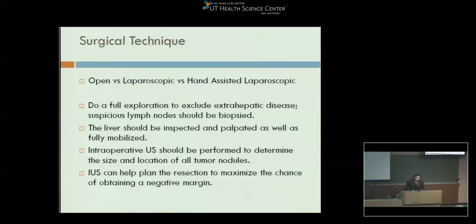The liver should be inspected and palpated if you can, if you're doing a hand-assisted technique or an open one, as well as fully mobilized to make sure that you don't miss any other lesions that the imaging did not catch. The other thing you should do is an intraoperative ultrasound for the same reasons. The intraoperative ultrasound will also guide you in regards to your resection because you will see if there are any major blood vessels by the area that you're going to resect. So the intraoperative ultrasound is important because it can maximize your chance of obtaining a negative margin.